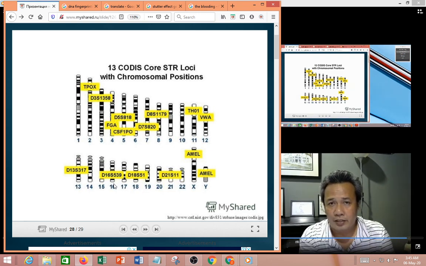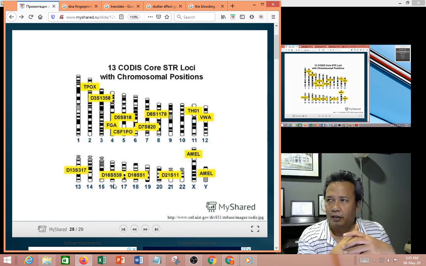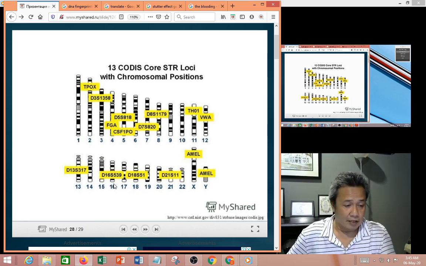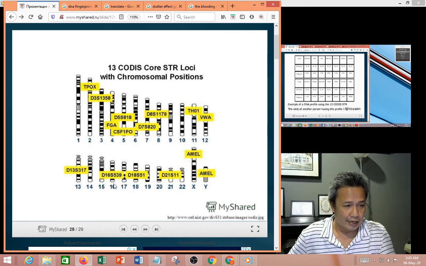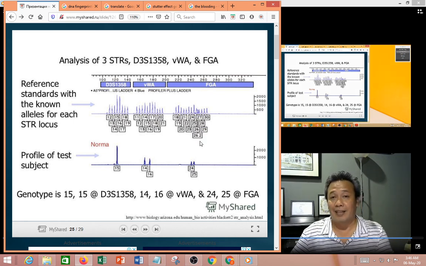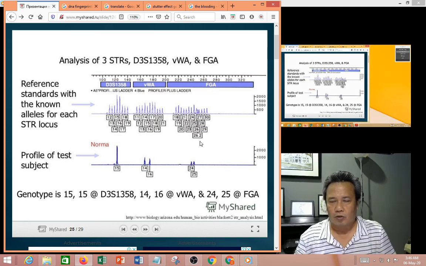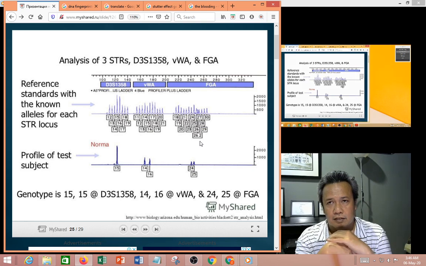Why did they choose these? Because these are the best loci, best in terms of being very variable. For example, if you look at this one, for FGA there are 1, 2, 3, 4, 5, 6, 7, 8, 9, 10, 11, 12, 13, 14 different alleles in a population. So the chance of getting a match by chance is reduced.